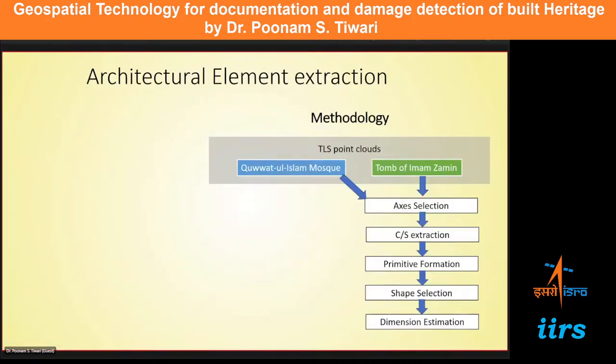Now, once the integrated point cloud was finalized, the next step was the architectural element extraction, because we wanted to create the blueprints of our buildings. So now I will explain what architectural primitives are. A primitive is anything using which, by scaling and rotation of it, we can create multiple of that.